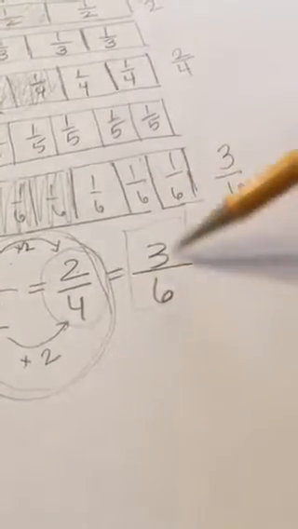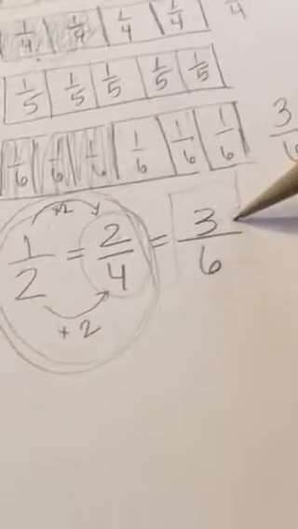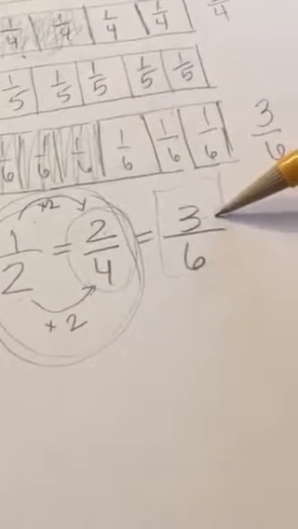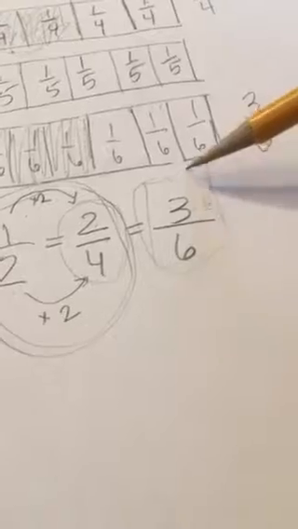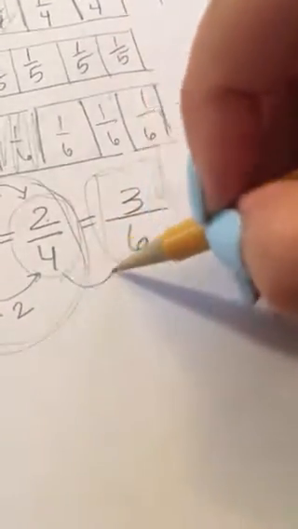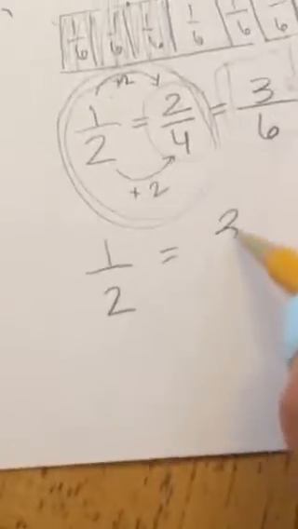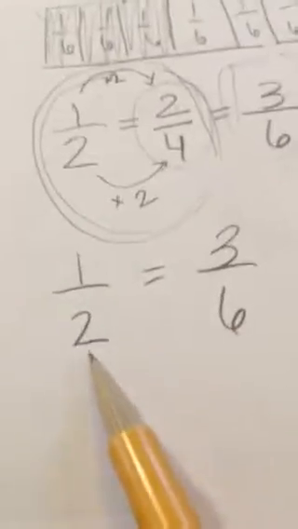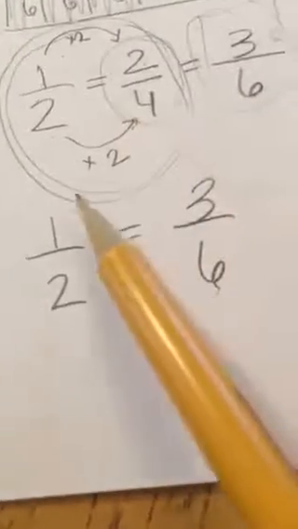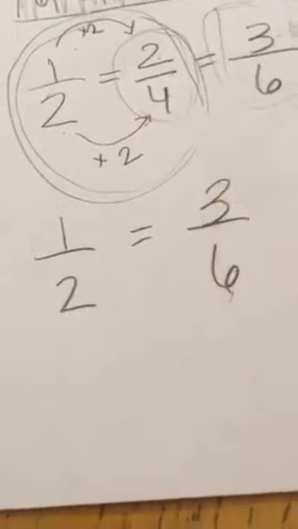3/6 is also half of the candy bar, but how did I get here? It's still half of the candy bar, but I can't say that I multiply 4 by 2 because that wouldn't be right. Instead, I have to go back to my original fraction. 1/2 is equal to 3/6. How did I get from 2 to 6? How did I get from 1 to 3?